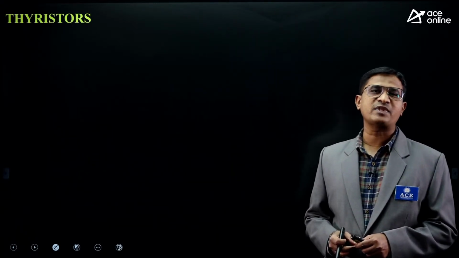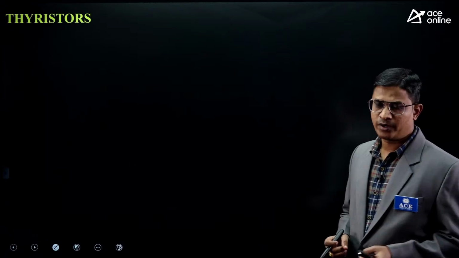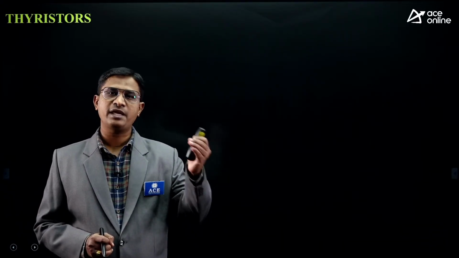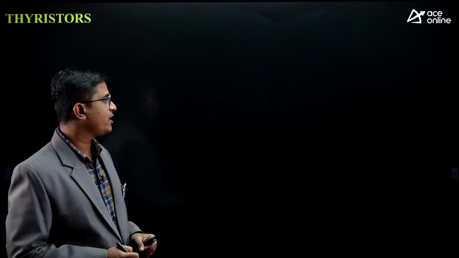So, the very first thing is, let us have some discussion on thyristors. We know a thyristor is a family of devices. It consists of 4 layers and 3 junctions. The 4 layers are P, N, P and N, and the junctions are J1, J2 and J3. Definitely you all might be familiar with the construction of the SCR.